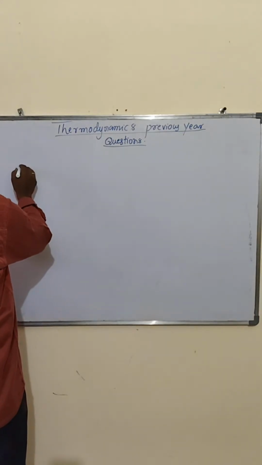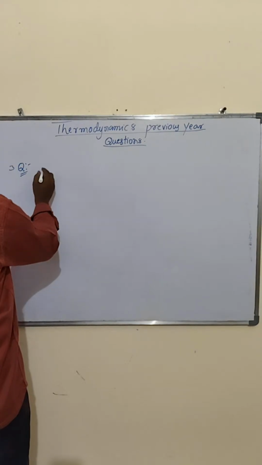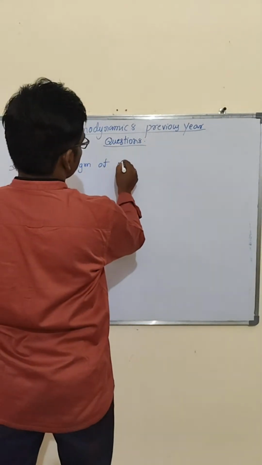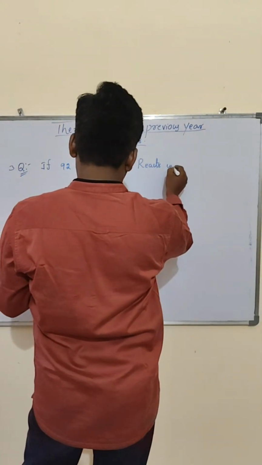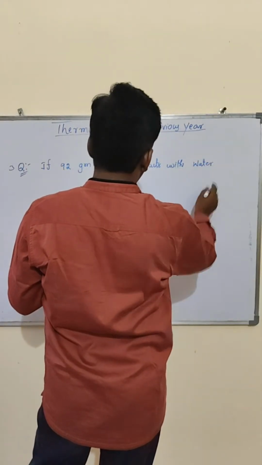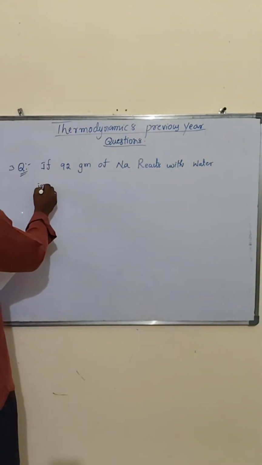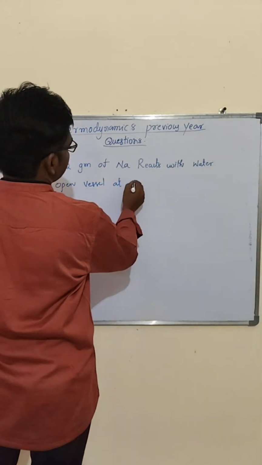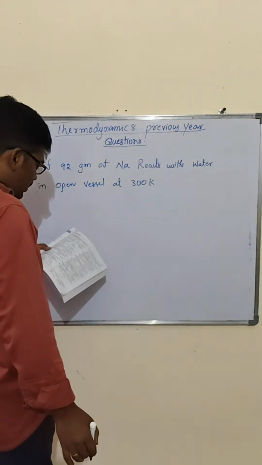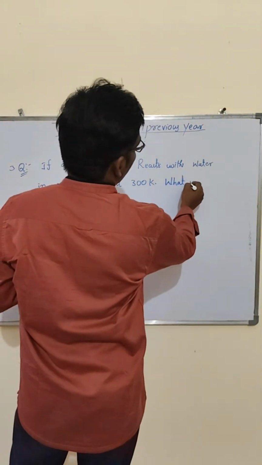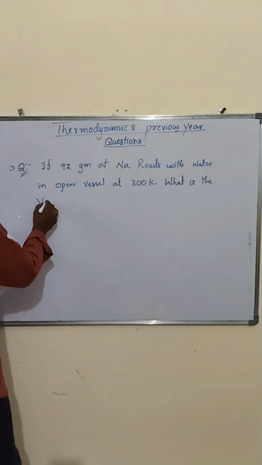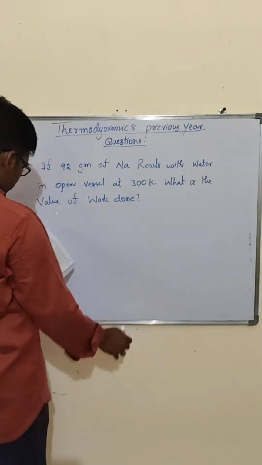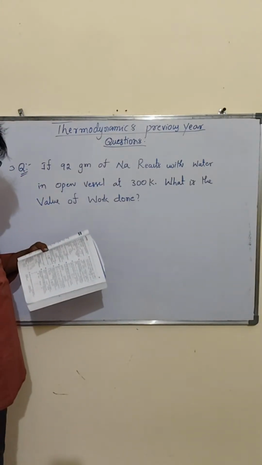Question number 3: if 92 grams of sodium reacts with water in an open vessel at 300 kelvins, what is the value of work done? That is the question. Assume ideal nature of the gaseous products.